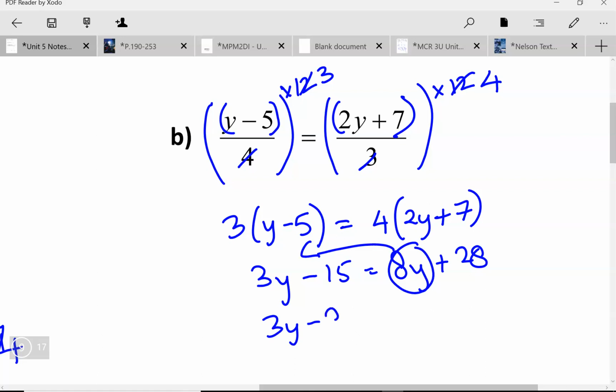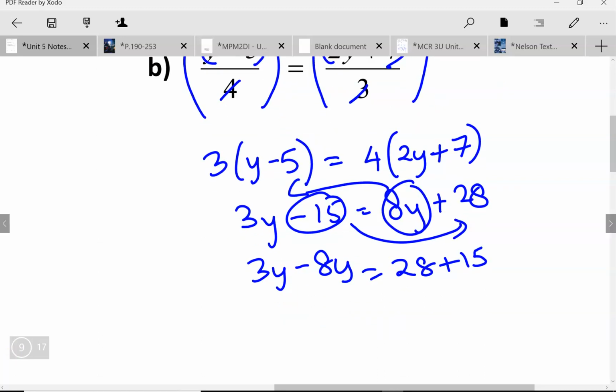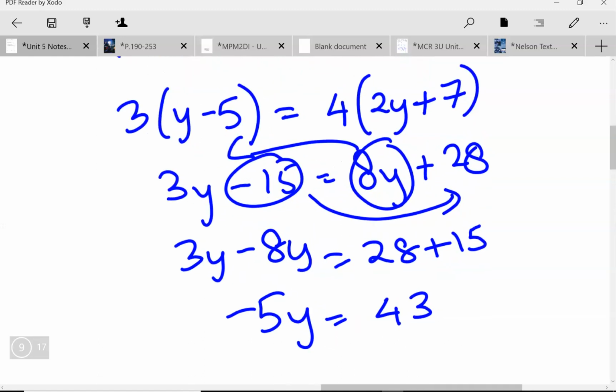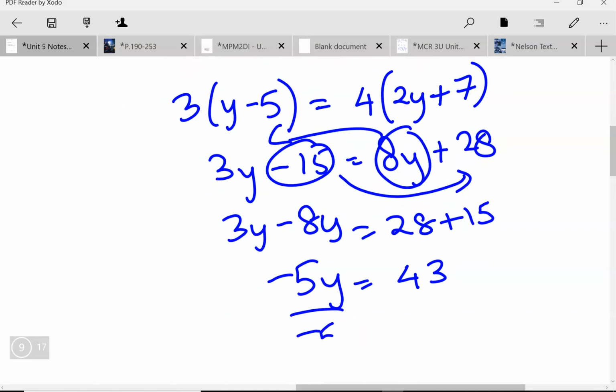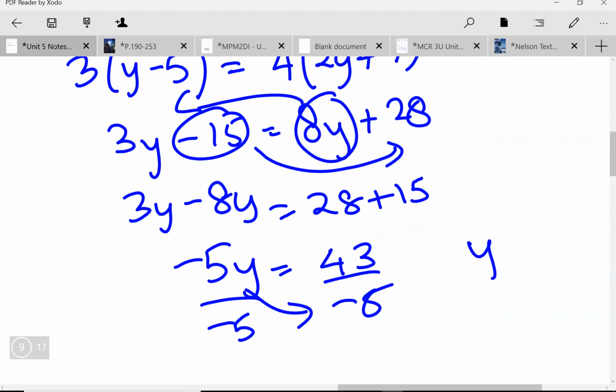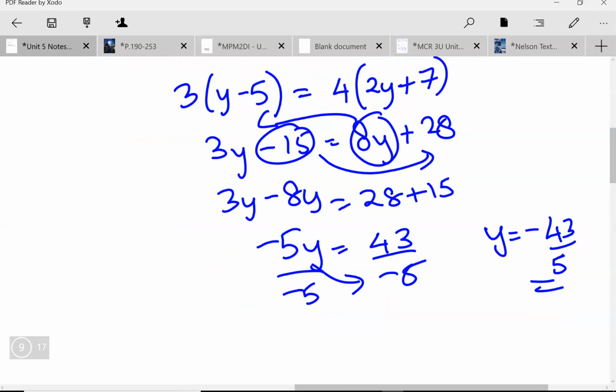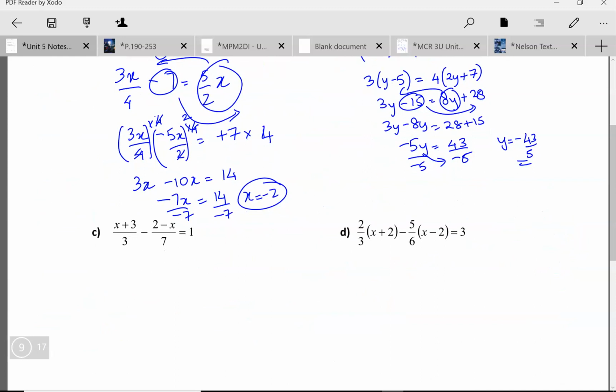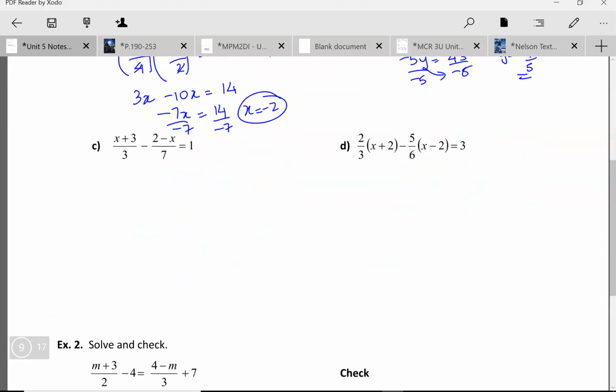3y minus 8y, 28 plus 15. So negative 5y equals 33 plus 10, 43. And then divide both sides by negative 5, or move negative 5 to the denominator here. I get y equals negative 43 over 5. Remember, negative always goes on the numerator. So there we go. Yeah, that was that question. That was question B.